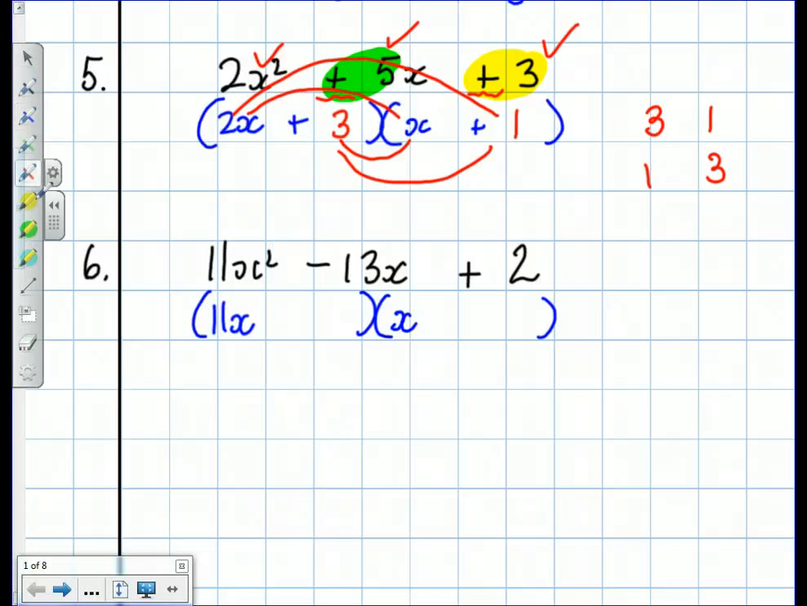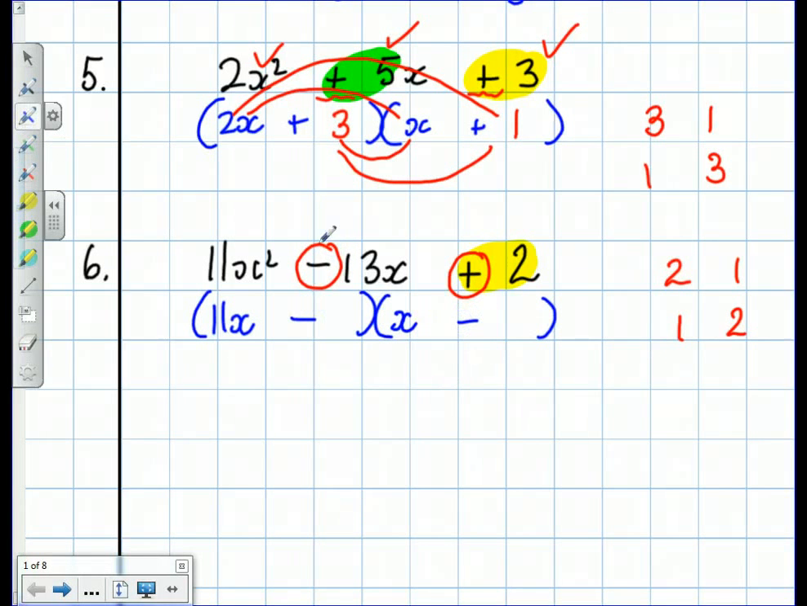Now, let's look at the last term. It's called the constant term. It's plus 2. Fortunately for me, there's only two factors, 2 and 1, 1 and 2. Or is there? Let's look at the symbols and the clues they provide. This symbol here, being plus, tells me that both are the same. This one here, being minus, tells me both are minus.